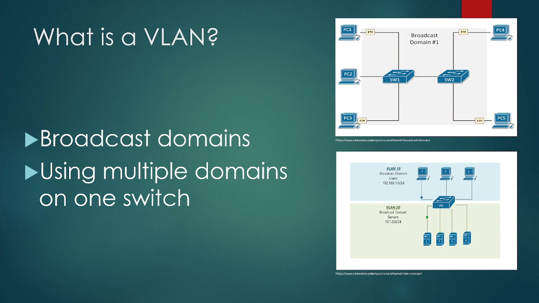To avoid this unnecessary waste and complexity, we can use a virtual LAN instead. A virtual LAN allows multiple domains to exist on one switch simultaneously, letting us avoid wasting resources and streamlining the network.